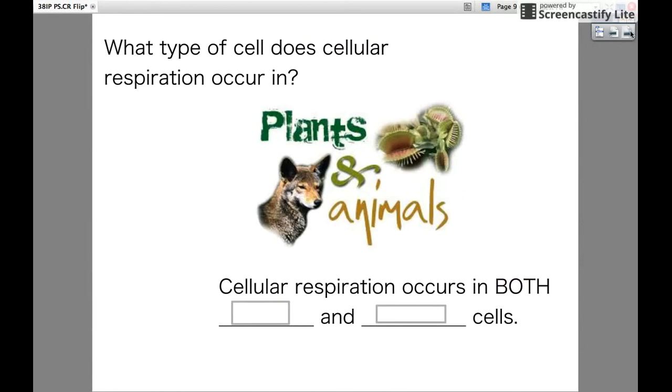Okay, so what type of cell does cellular respiration occur in? Cellular respiration, remember, takes place in the mitochondria. Both plants and animals have mitochondria, so we're going to fill in both plant and animal cells do cellular respiration.